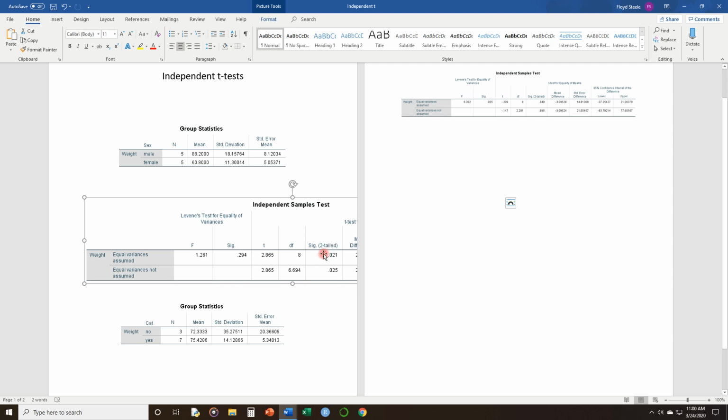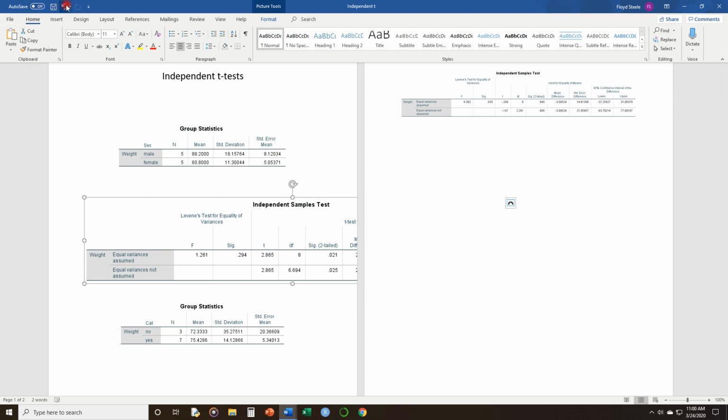Also, when you're reporting, you could still do p is less than 0.05, but I would still accept something like p is equal to 0.021, because if p is equal to 0.021, then it is necessarily less than 0.05. So you can report it slightly differently.